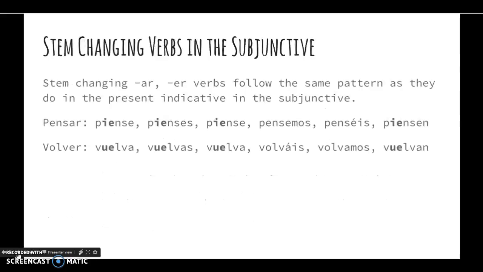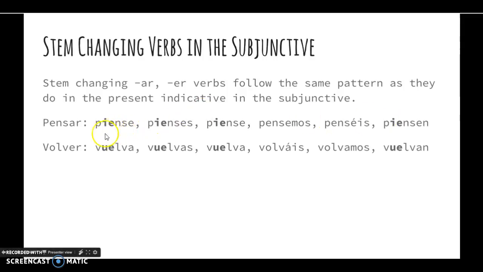And then stem changing verbs in the subjunctive. Stem changing AR and ER verbs follow the same pattern as they do in the present indicative. So pensar, an AR ending verb, we change this E to IE: piense, pienses, piense, pensemos, with just the E in the nosotros and the vosotros form. So pensemos, penséis, and then we go back to the IE for the ellos, ellas, ustedes form, so piensen.